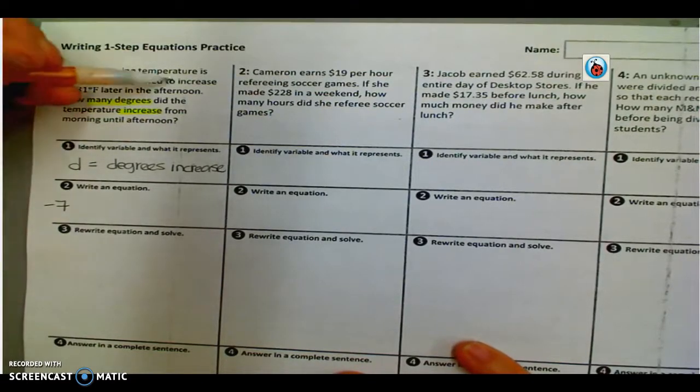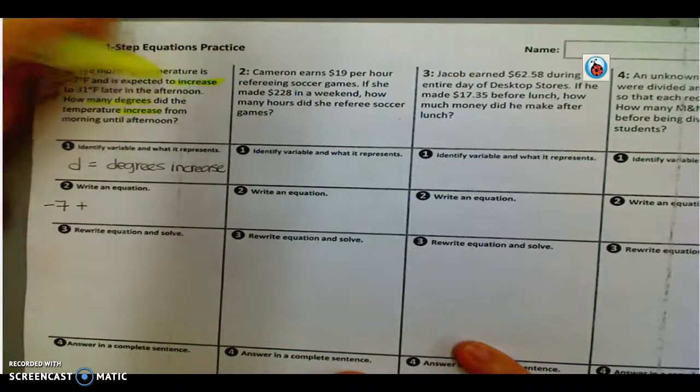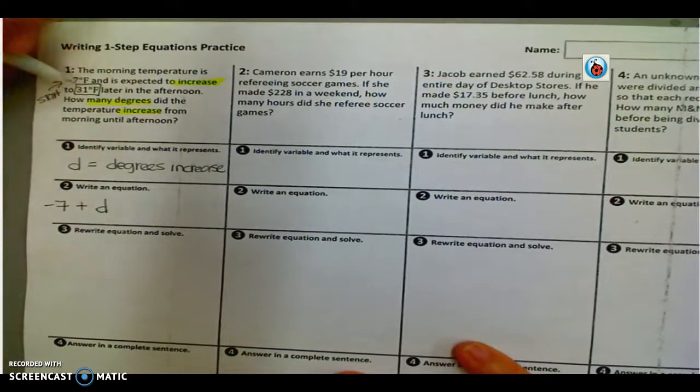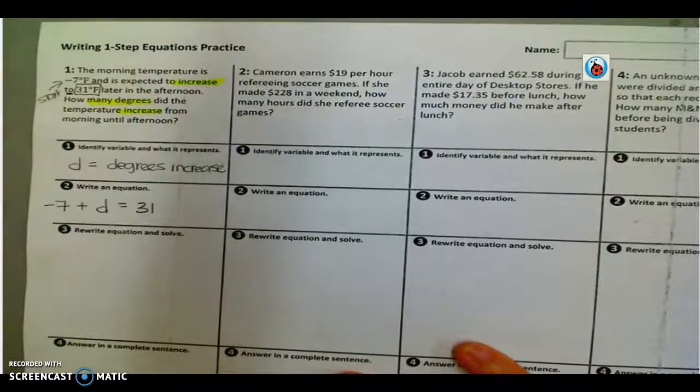And it's expected to increase. Remember, if it's expected to increase, that means that, again, we can highlight that word, increase. That means I'm going to add to it. But I don't know how many it's going to increase, so I'm going to put my D. And the final result is the 31. So it's going to get to this point. So that's going to give you 31. So we've set up our equation. So here's our starting point. We know it's going to increase, and the final result is going to be 31.